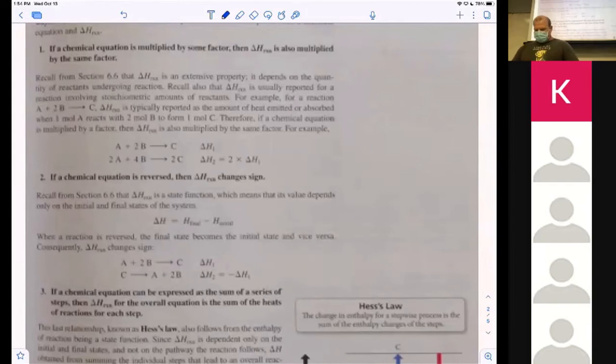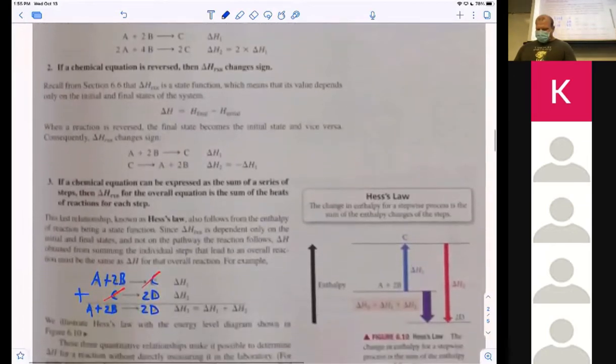But if you look at the rules of enthalpy delta H, so if you multiply an equation by some factor, the heat of reaction is multiplied by the same factor. Makes sense? So if you get 100 calories from eating one candy bar, if you eat two, you get 200. And if you eat half of one, you get 50, right? Makes sense. Then if the chemical equation is reversed, delta H reaction changes sign.